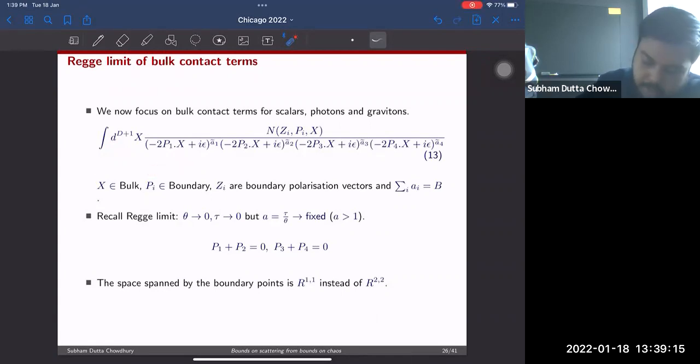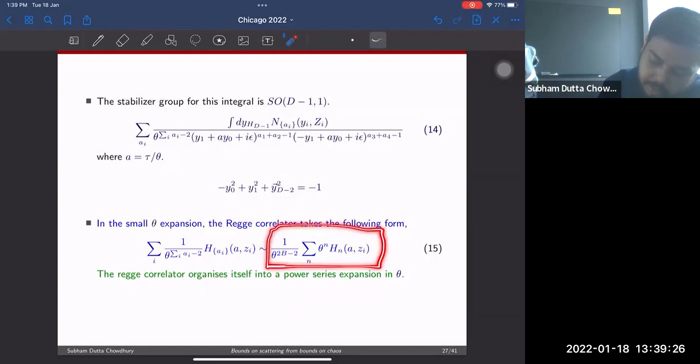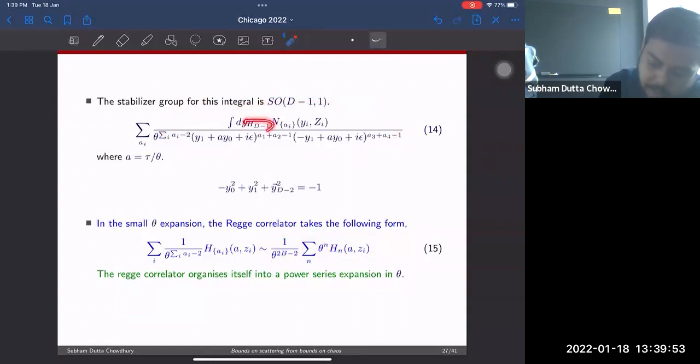I won't go into the details since I don't have time, but what we can show more formally is that this Regge correlator can be expanded in a power series form like this, where Hn is some analytic function of A and the polarization vectors. The most interesting thing that we found is that for the particular class of contact terms that we are looking at, this theta scaling decouples from this guy. This is a complicated integral over some hyperbolic manifold, but this theta scaling decouples from it.